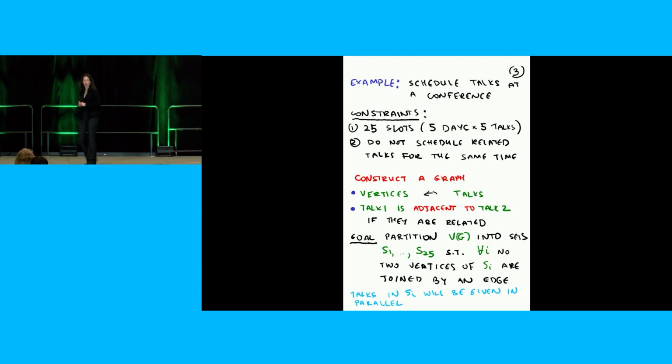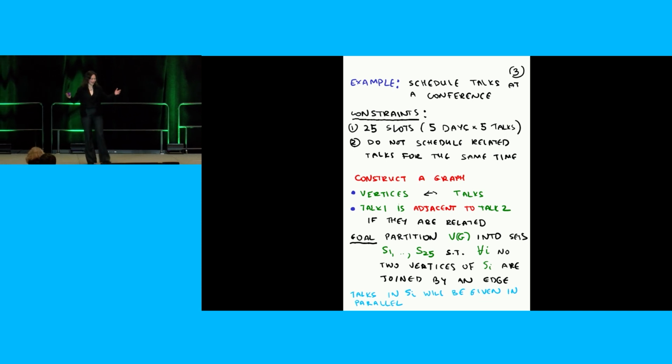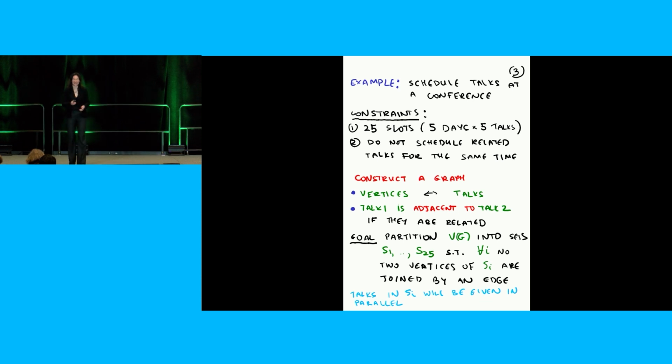That's how many slots I have. So that for every set, there are no edges. No edge has both ends in the same set. Now, there's something not real about this. I mean, many things. But one of them is I'm assuming I have infinitely many rooms, right? Like I'm assuming there's no upper bound on how many talks I can have in parallel. But that's okay. This is just an example. Okay, so, but that's a question we want to think about.